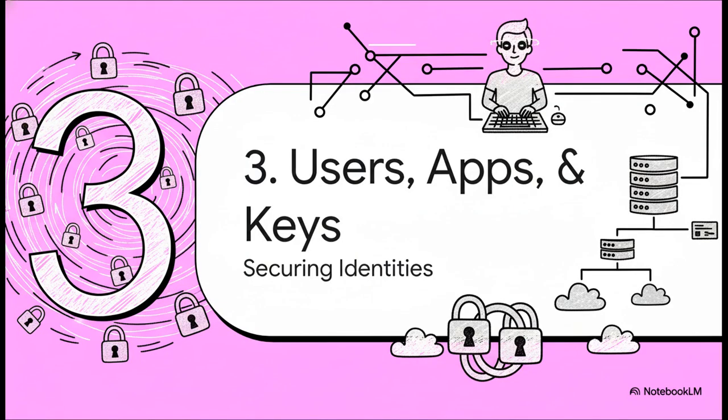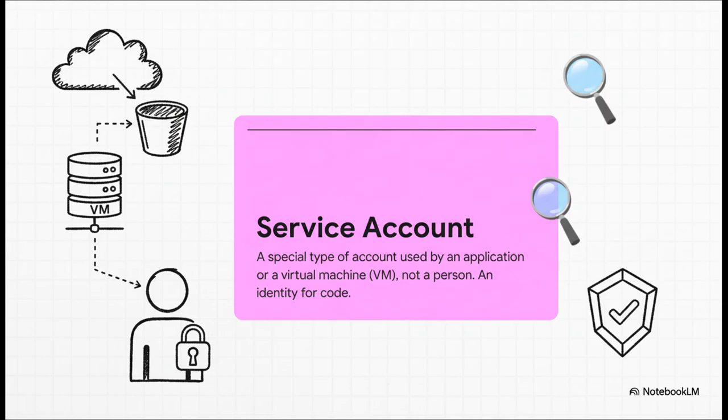Okay, let's move on and talk about the identities themselves. Because we're not just managing access for people typing on keyboards. We also have to manage access for our applications and our code. And honestly, this is where a lot of security plans just fall apart. So let's talk about a service account. It's basically an ID badge for your code. When a VM needs to save a file to a storage bucket, it's not you doing it. It's the virtual machine itself. And that VM needs an identity and it needs permissions. That's a service account. It's a non-human user, and it has to play by the exact same rules of least privilege.